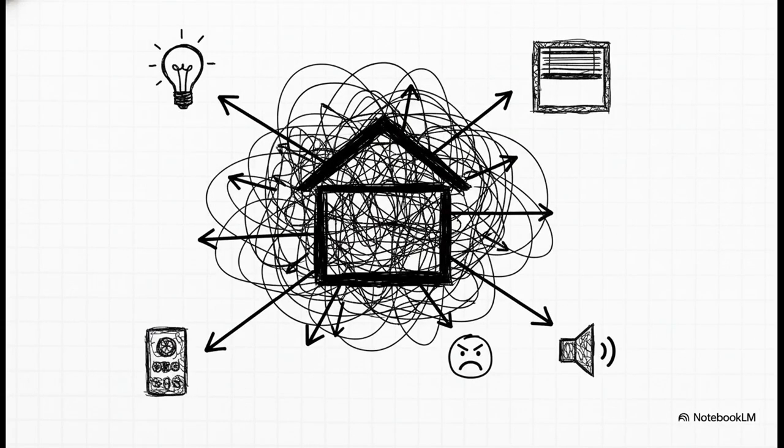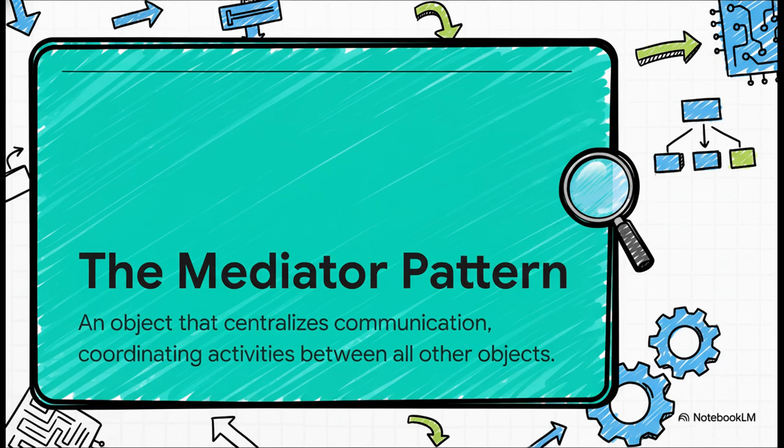But then you add smart lights and smart blinds and speakers, and before you know it, you've got this complete spaghetti mess, a tangled web where every device is talking directly to every other device. Adding something new like a smart fridge means you have to teach it how to talk to everything else. It just becomes a total maintenance nightmare. And this chaos is the perfect setup for our next tool, the mediator pattern.